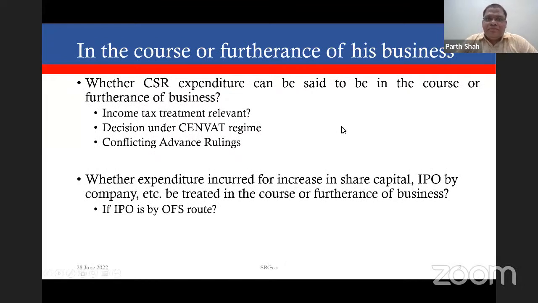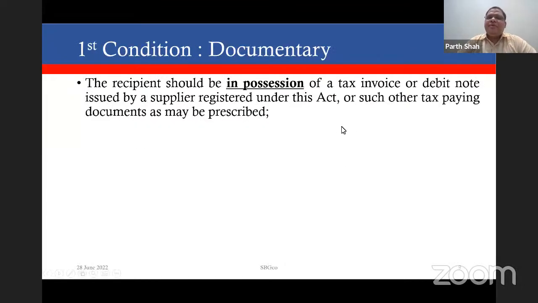This takes me to my next requirement. As we said, look at Section 16. It says that the claim of input tax credit shall be subject to the conditions and restrictions prescribed. Today we are going to talk about the conditions which are prescribed. The restrictions we have planned for the next session, which will be taken by Darshan. So today, what are the conditions?